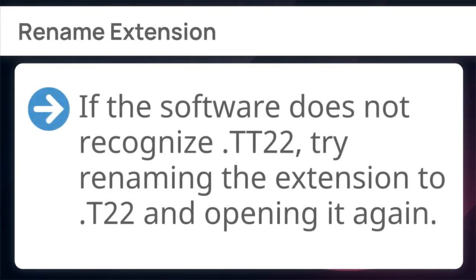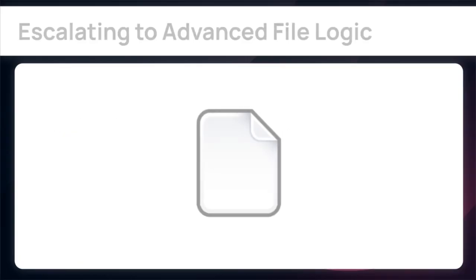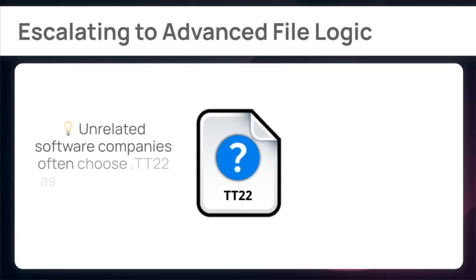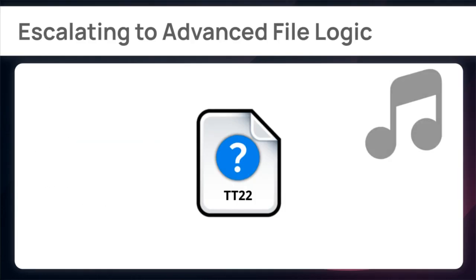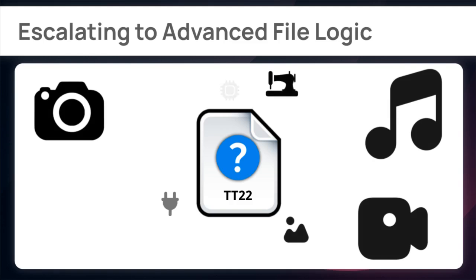If the software does not recognize .tt22, try renaming the extension to .tt22 and opening it again. If compatibility checks failed, it is likely because the file extension name is shared by different developers for unrelated formats, causing your PC to use the wrong reading language.